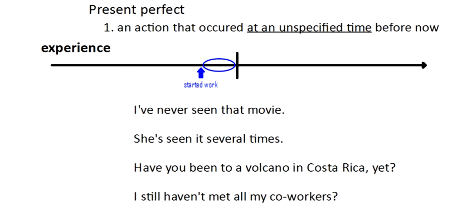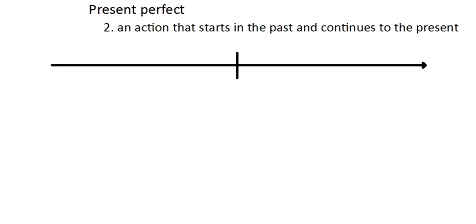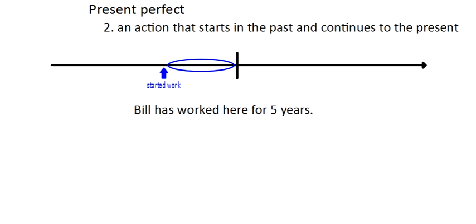And here's another way that the present perfect is used. An action that starts in the past and continues to the present. Now, what does that mean? Well, let me show you an example. So, Bill has worked here for 5 years. Here is where Bill started to work, and in this blue circle again, you could say it's his experience at work, but the sentence also sort of implies that he's going to continue working here. He's not fired today. He's worked here for 5 years, probably going to keep working here. So a present perfect action does not have to terminate now or just before now. It might continue into the future.